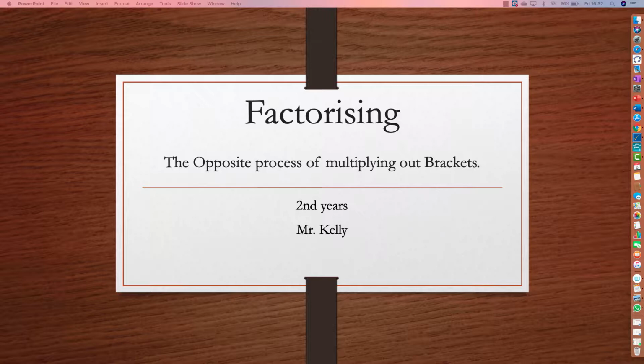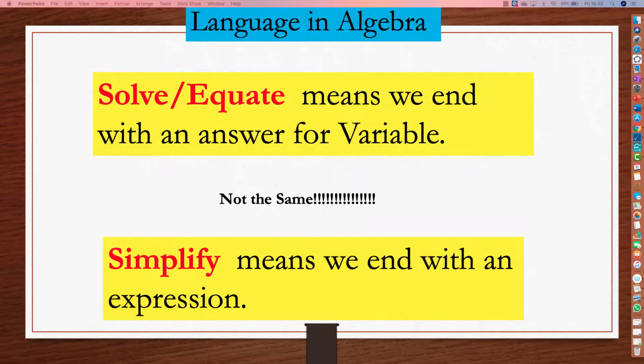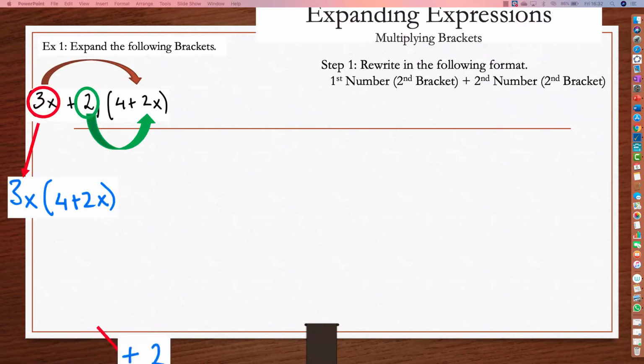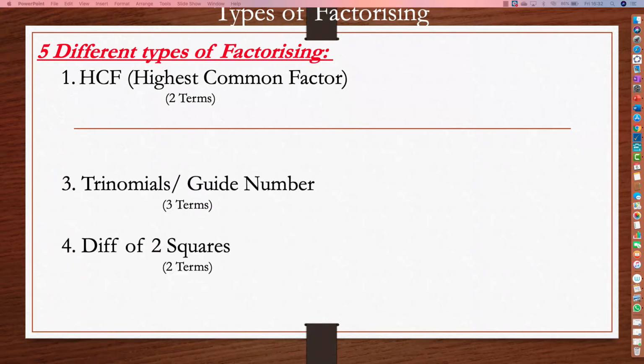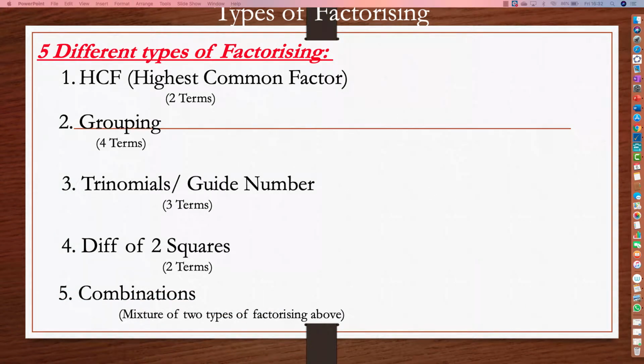we have 5 different types of factorising. So, these are our 5 different types. We have highest common factor, grouping, trinomials, difference of squares, and combinations. Don't worry, we're going to go through them step by step. So we're going to start with number 1, highest common factor.